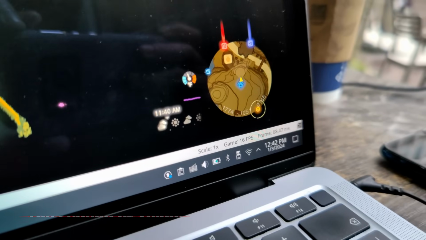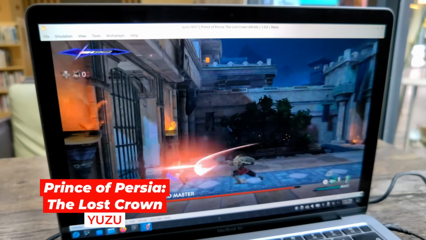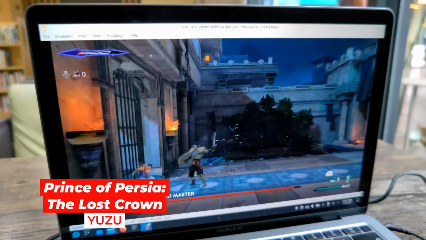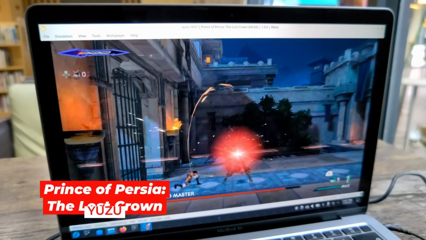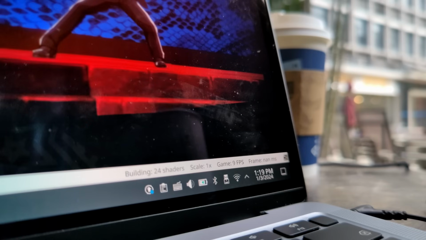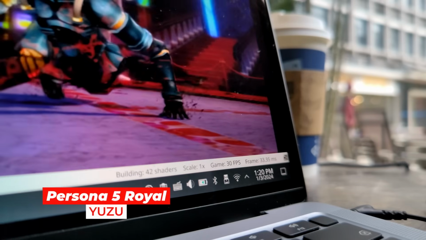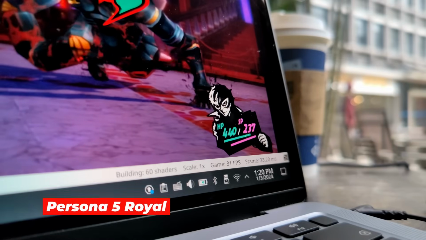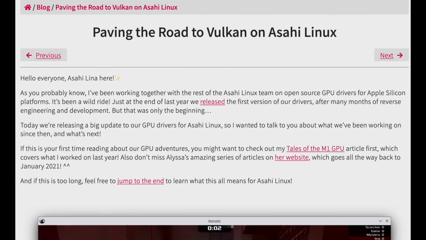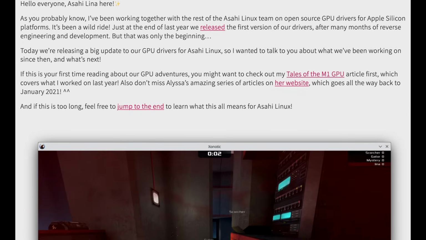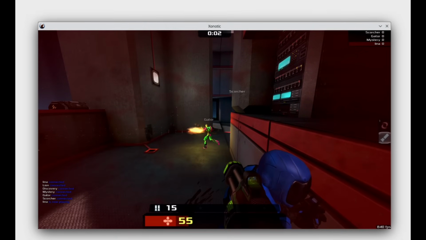However, there are quite a few games that run very well. For example, Prince of Persia: The Lost Crown is completely playable. I also tried Fire Emblem: Engage, Metroid Dread, and Persona 5, all of which ran fairly well. I expect that most indie or 2D games will be playable in Asahi Linux. I'm hopeful that Vulkan support will be added in the future, which would expand the range of playable games.